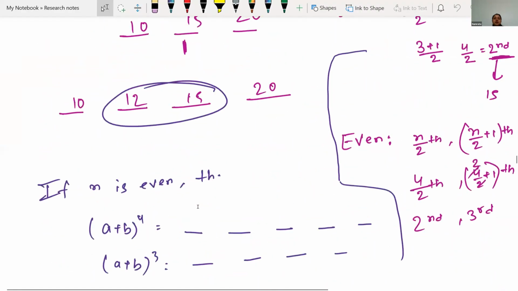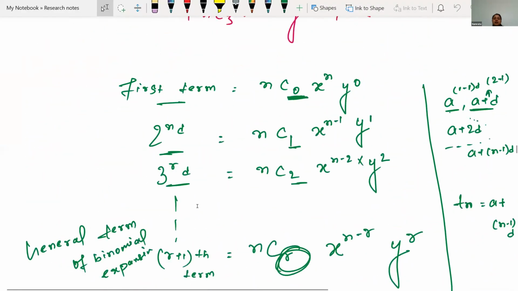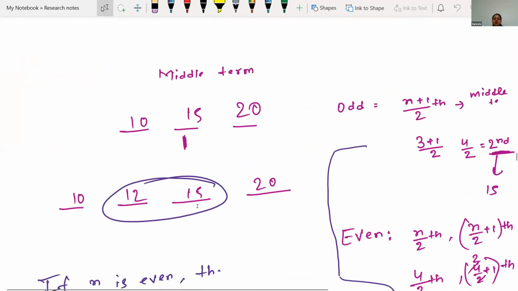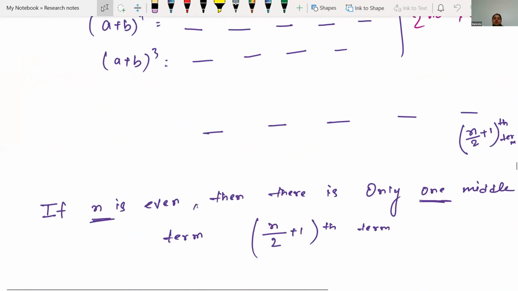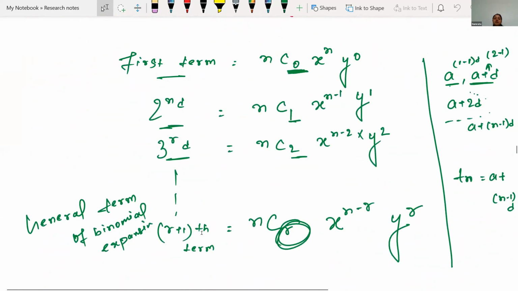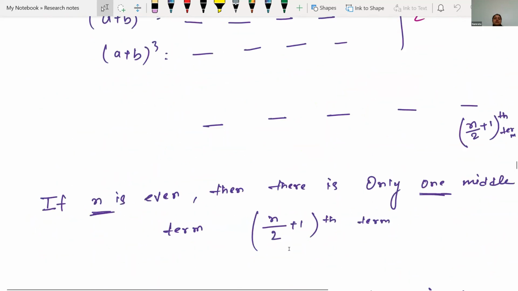So, previous day we were discussing about the general term and the middle term, right? And I said to you that the general term, the r plus 1th term, can be written as nCr x to the power n minus r y to the power r, right? Because we realized that the first term has coefficient nC0, the second term nC1, the third term nC2. So one less is there. That's why the r plus 1th term will be nCr, right? Yes, ma'am. So that was the general term.